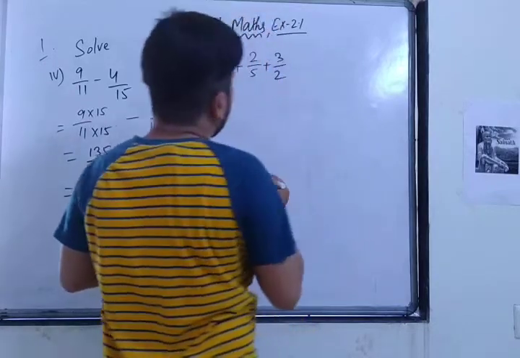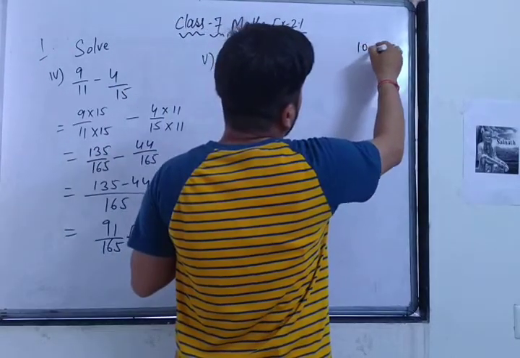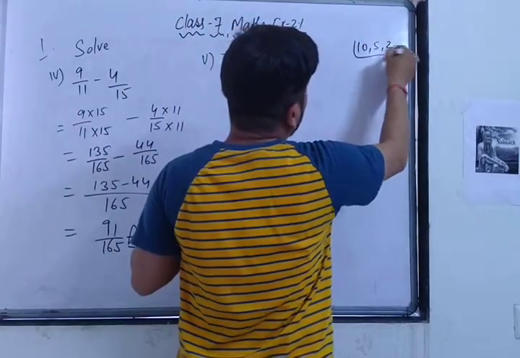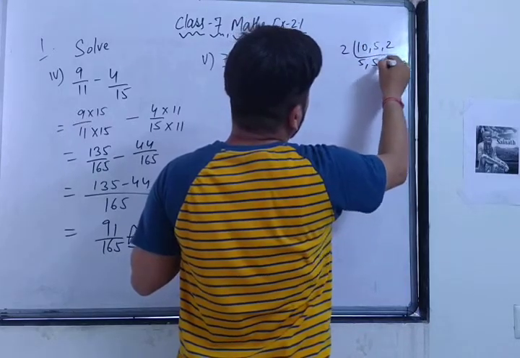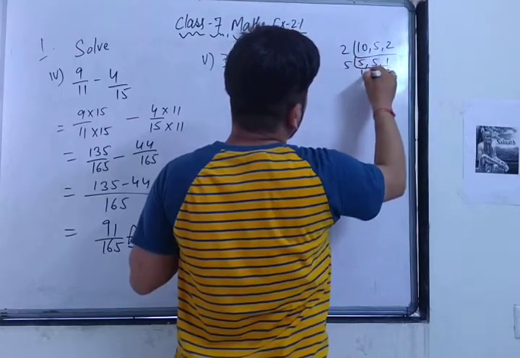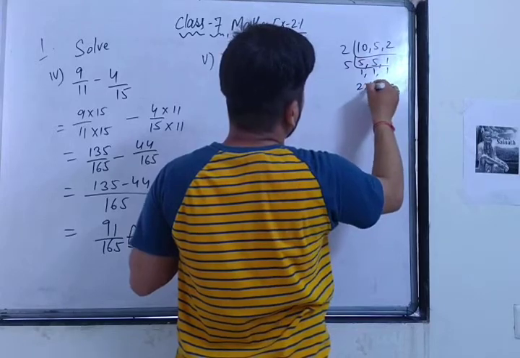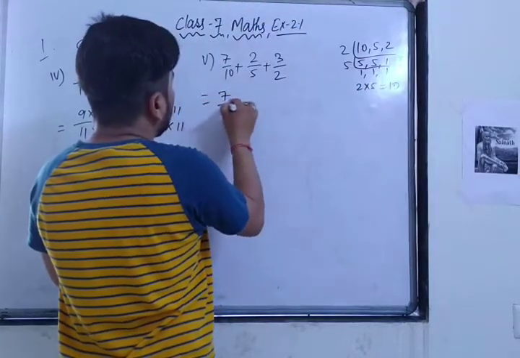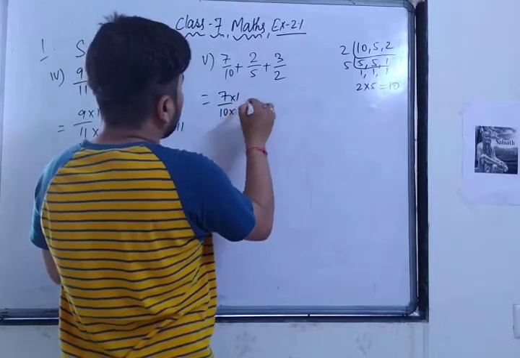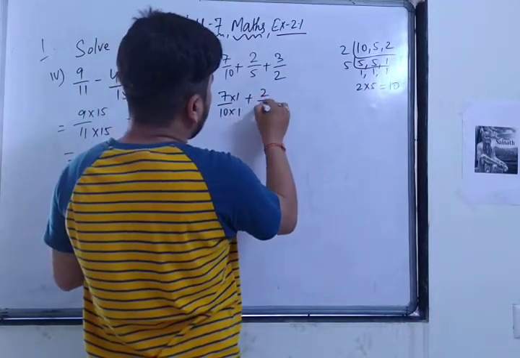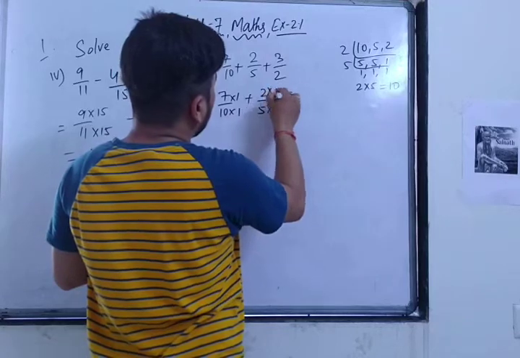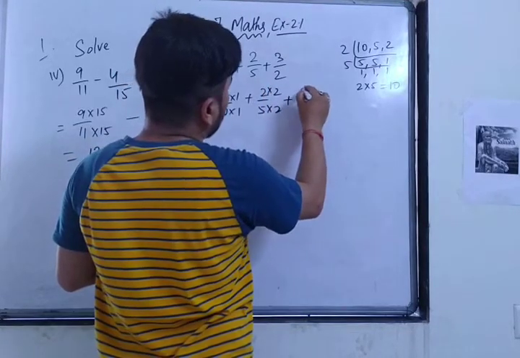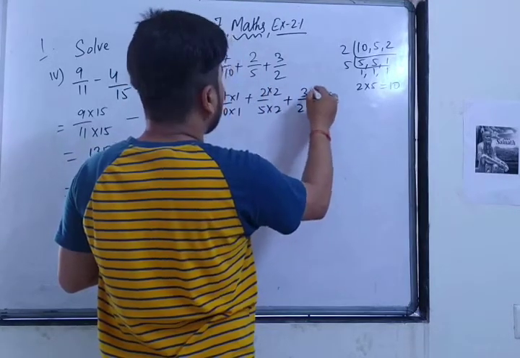Now you can see we need the LCM of 10, 5 and 2. 2 fives are 10, 2 ones are 2, 5 ones are 5. So 2 into 5, 10. LCM is 10. So already here 7 by 10, so we have to multiply by 1. Here 5 is there, so 5 twos are 10, so we have to multiply by 2. Here 2 is there, 2 fives are 10, so we have to multiply by 5.